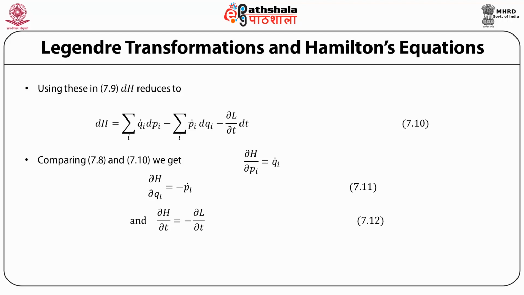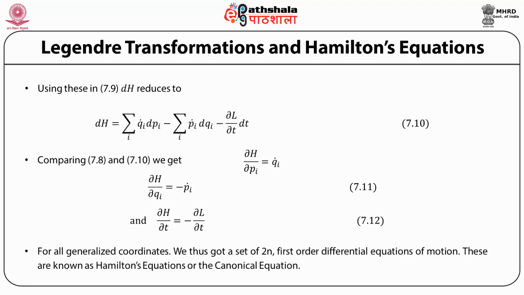That is, the partial derivative of the Hamiltonian with respect to the ith conjugate momentum is equal to the time derivative of the ith generalized coordinate, and the partial derivative of H with respect to the ith generalized coordinate is equal to minus the time derivative of the ith conjugate momentum. And the partial derivative of H with respect to time is equal to minus the partial derivative of L with respect to time. And this holds for all generalized coordinates.